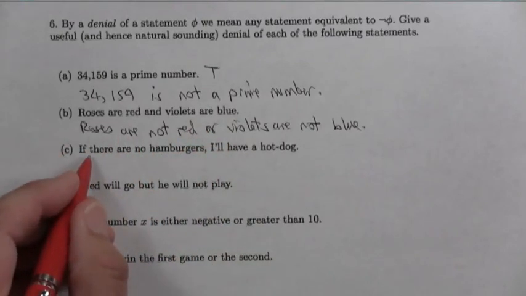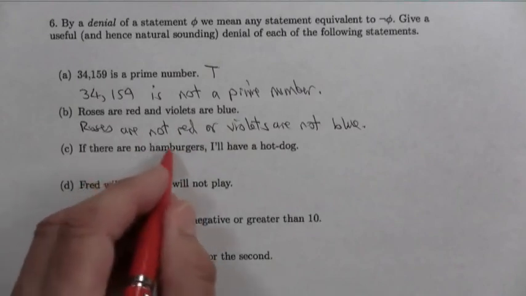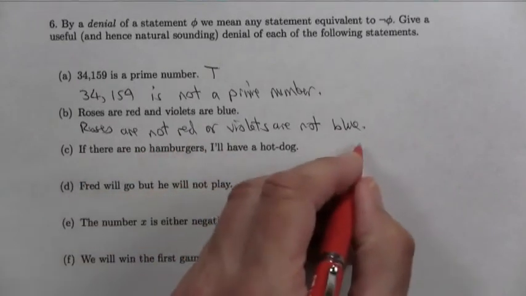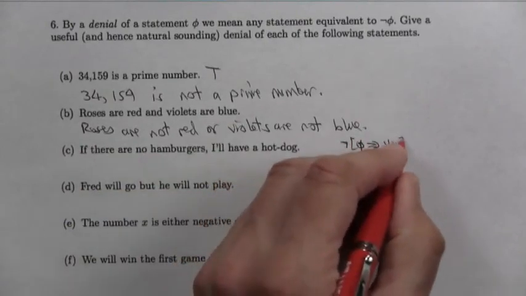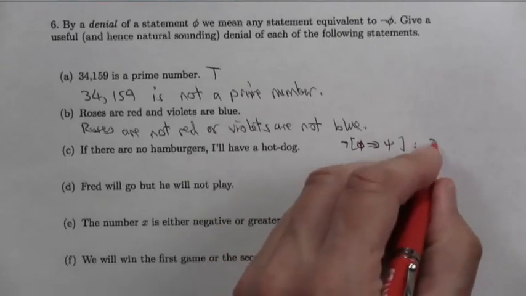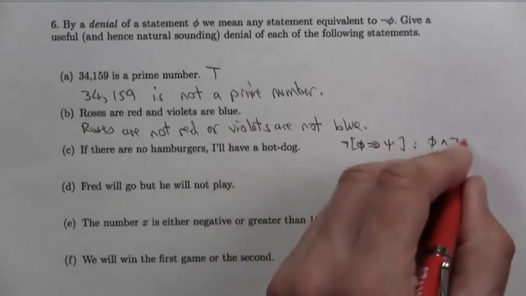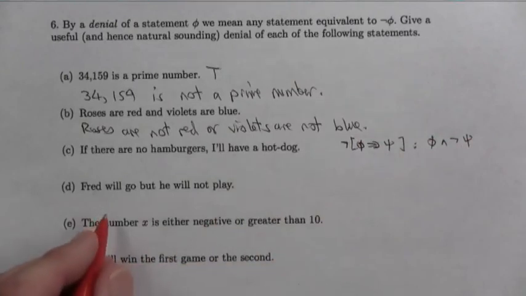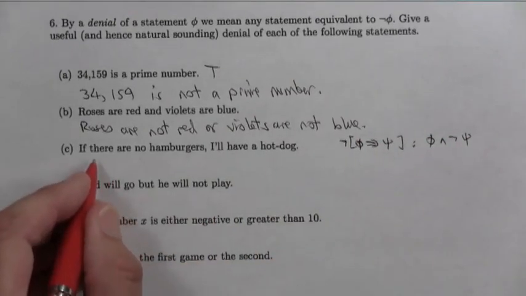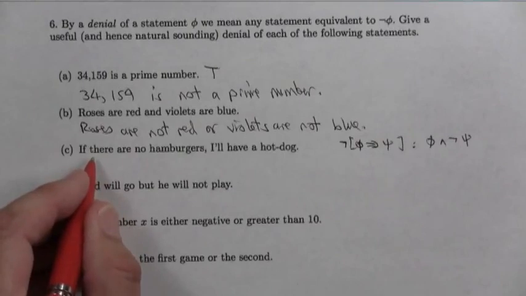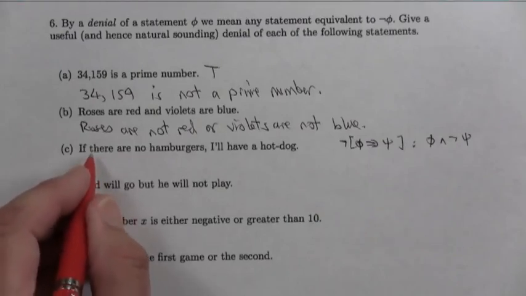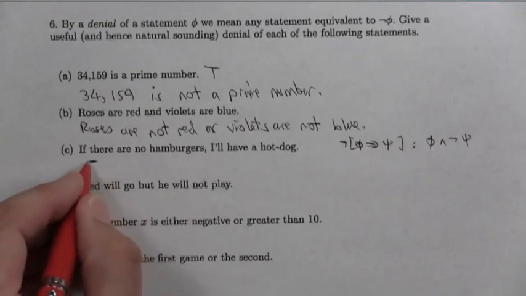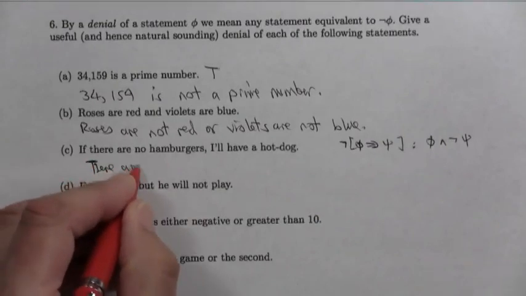This one is tricky, actually, and it's tricky because there's a negation floating around in here. Remember, when you've got a conditional phi yields psi, when you deny it, what you get is the antecedent conjoined with the negation of the consequent. Well, in this case, the antecedent is that there are no hamburgers. There we are. I almost slipped into that mistake myself. Got to be very careful with this. The antecedent is there are no hamburgers. So let's just write that down. There are no hamburgers.